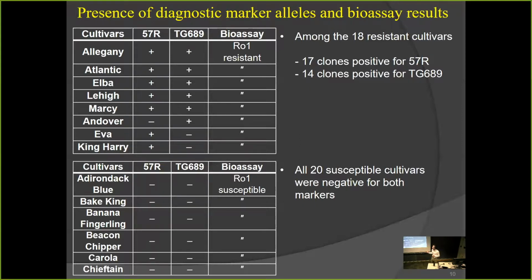Andover shows a negative sign even though this is R1 resistant, and Eva and King Harry show a negative response from the TG689 PCR test even though those are R1 resistant. So I suppose that this is caused by a recombination event.